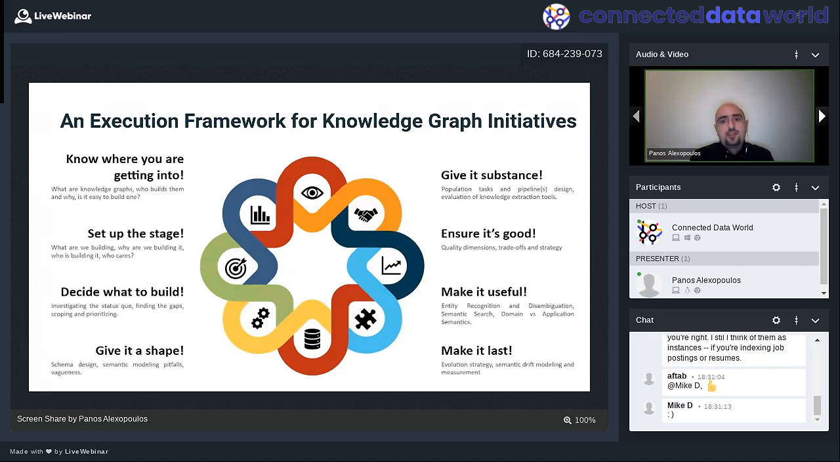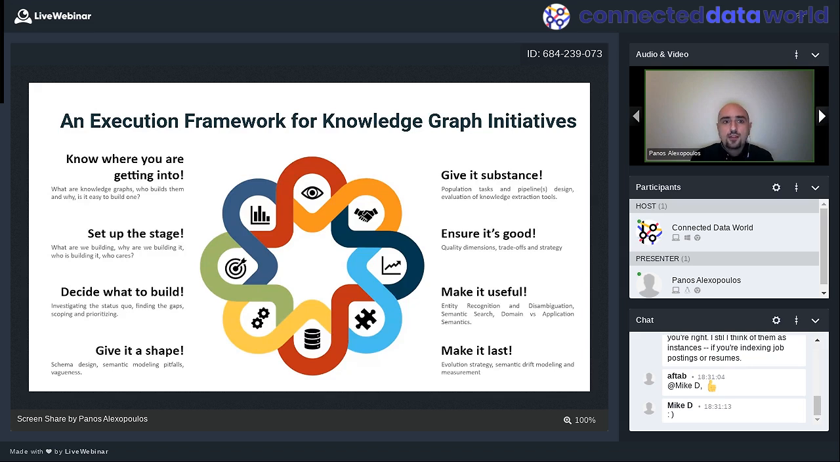Giving it a shape, schema design, but also giving it a substance. And this is what, again, this masterclass is about. It's about how we can populate the knowledge graph with entities, with concepts, with instances, and how we can scale that up, right? The substance of the knowledge graph.